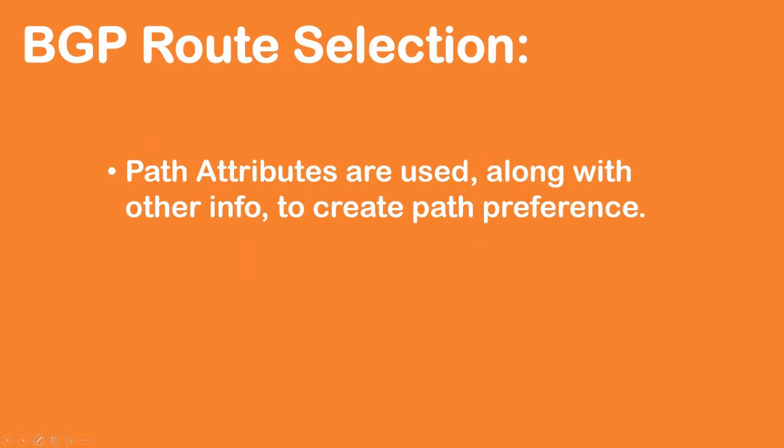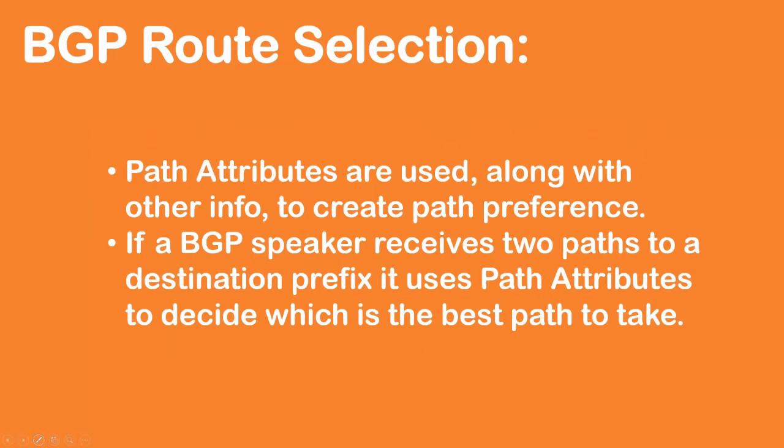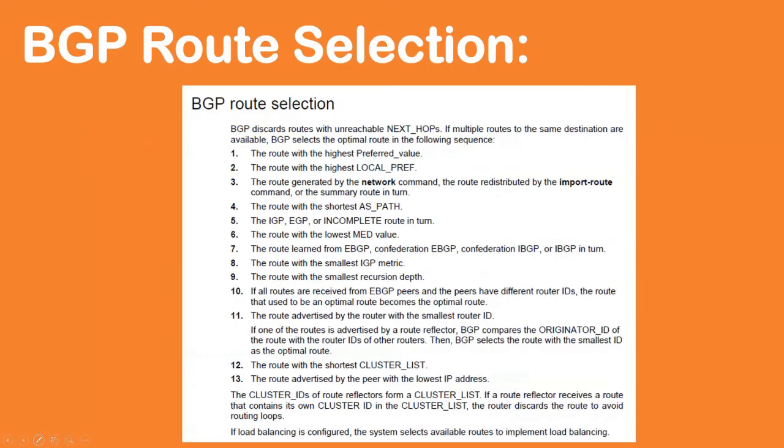And these path attributes are used, along with other information, to create path preference. So if a BGP speaker receives two paths to a destination prefix, it can use the path attributes to decide which is the best path to take. And this is where things get a bit funky with BGP, with the BGP route selection table. So here you can see it in all its glory. This is the one for Comware.